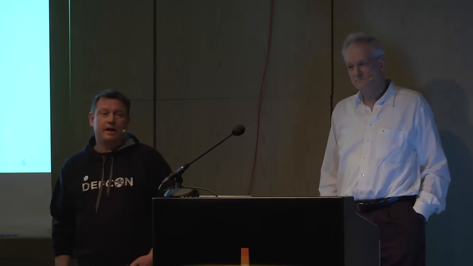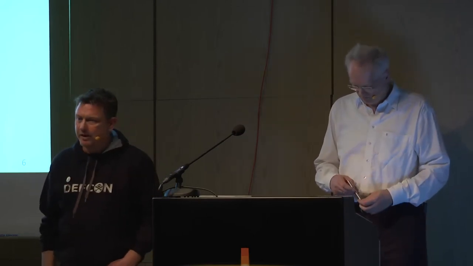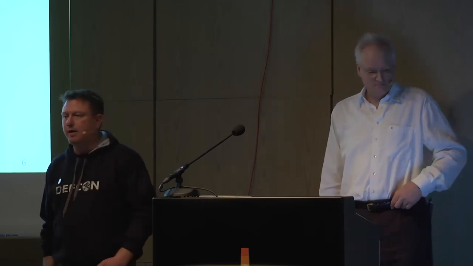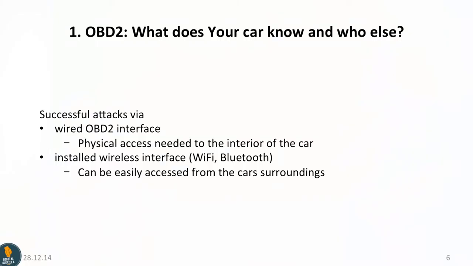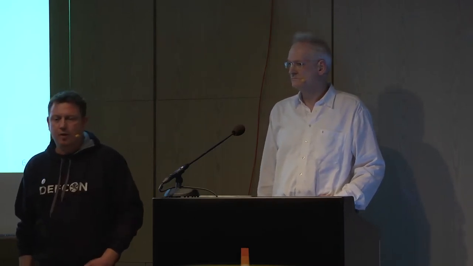For example, you can connect to the OBD2 interface by cable connection. Your garage will do so, the Automobile Association will do so if they help you. They will connect via cable to your car and read out the car information and data. You can do that only if you have physical access to the interior of the car. But there are other interfaces which can be connected to the OBD2 interface, which are wireless, for example, Wi-Fi or Bluetooth, and which can be easily accessed by everyone in the surrounding of your car. I do have, for example, an OBD2 interface in my car, which is not encrypted because it doesn't offer any encryption. So everyone within the range of a couple of meters of my car can read the complete data of my car, which is easy to hack, of course.